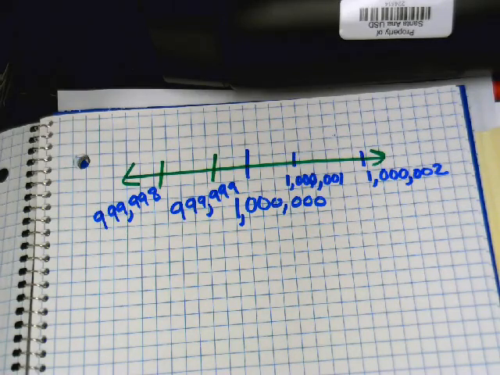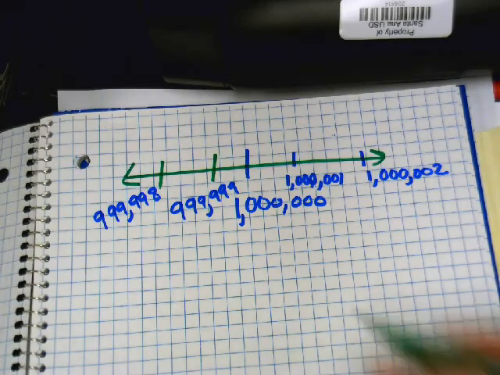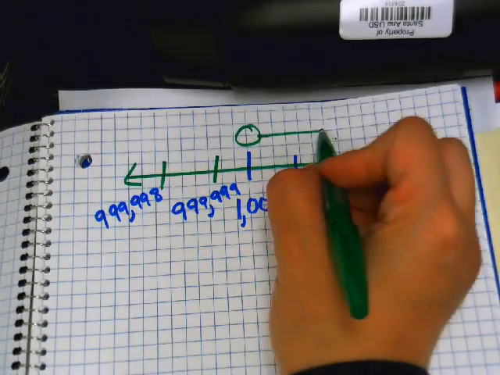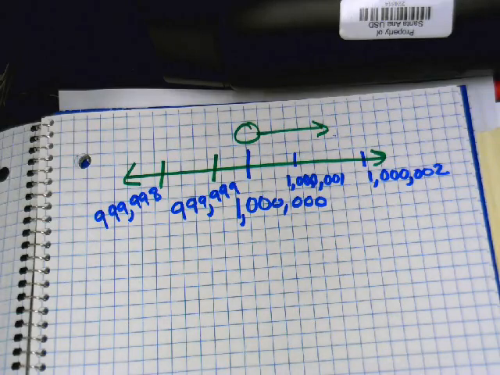All right, open or closed circle? Open. Left or right? Right. All right, tell me what that answer is. Squeeze it in there. X greater than a million. Yeah.